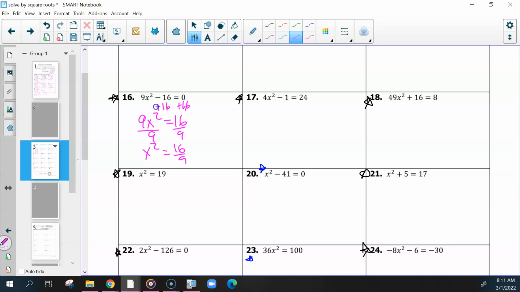That is true when we take the square root. But when we take the square root of perfect squares that are being divided, we do something a little different. So we're still going to take the square root of both sides. But when we take the square root of a fraction, this would be the same thing as taking the square root of each one separately. So the square root of 16 over the square root of 9. 4 over 3, plus or minus. So we could simplify it that way.